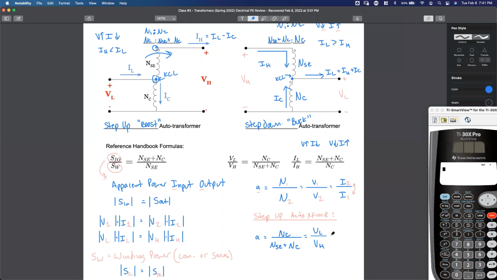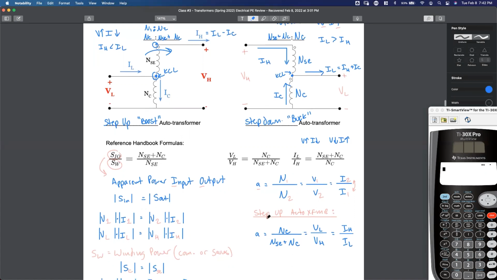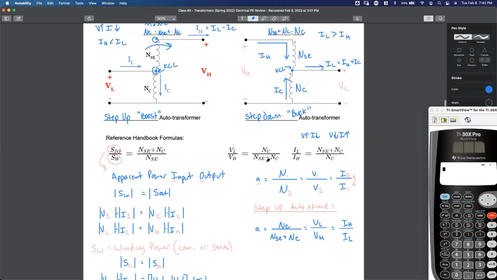All right, now let's do the current. Remember, what's the trick with the current? These subscripts flip-flop. Now I've got the secondary current on top and the primary current on bottom. What's the secondary current for my step-up auto transformer? Secondary current is now the current on the high voltage side. So we've got IH. And what's my primary current on my step-up? Primary current is IL, or the current on the low voltage side. See where these come from?